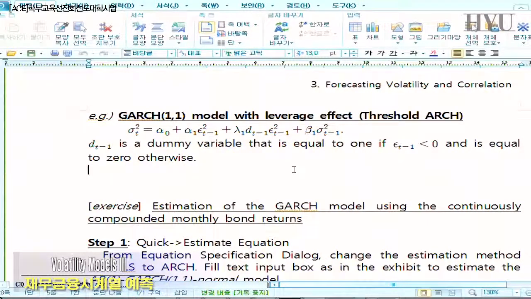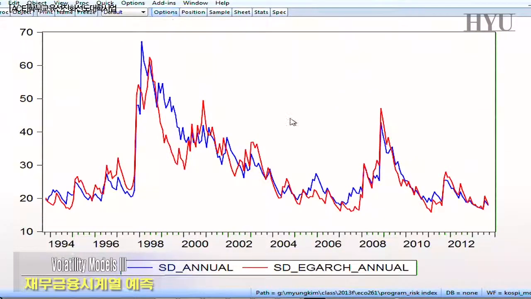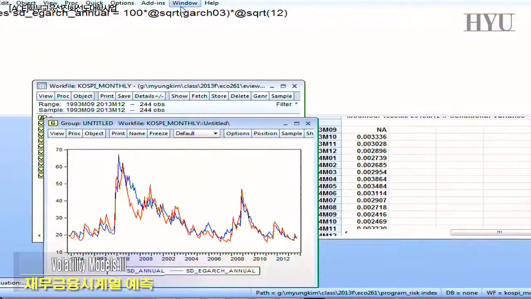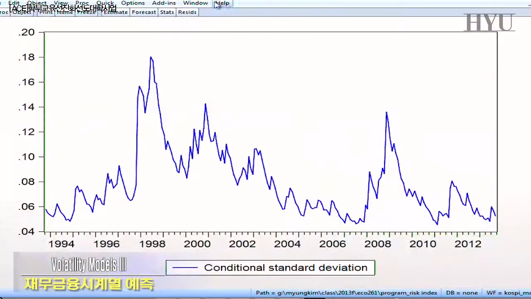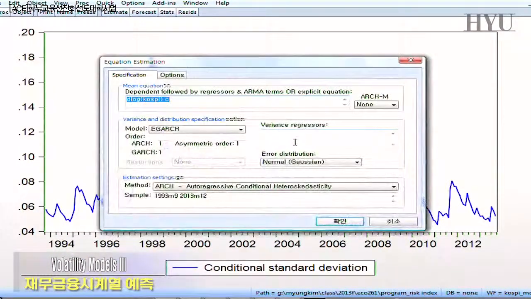So you can extend this simple specification to a more reasonable or alternative model. You define those dummy variables in a workfile and then list them up here. Then you can extend your variance equation.